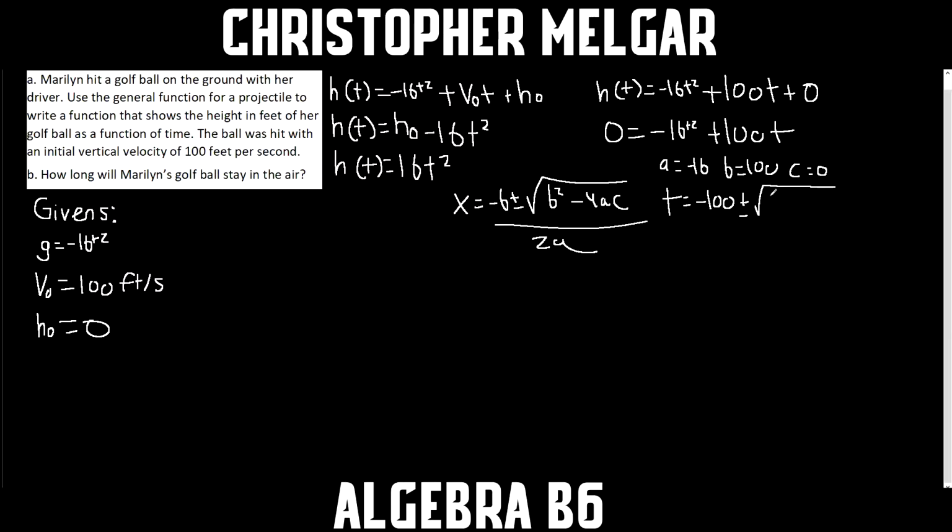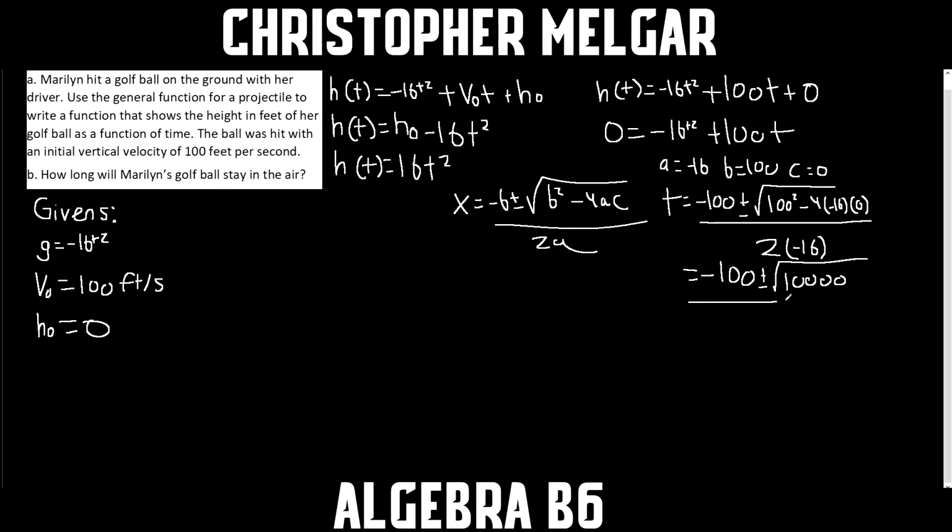minus 4 times negative 16 times 0, divided by 2a, which is negative 16. When we simplify that, we get negative 100 plus or minus the square root of 10,000, since the 4ac term comes out to 0, so this stays the same, divided by 2 times negative 16, which is negative 32.